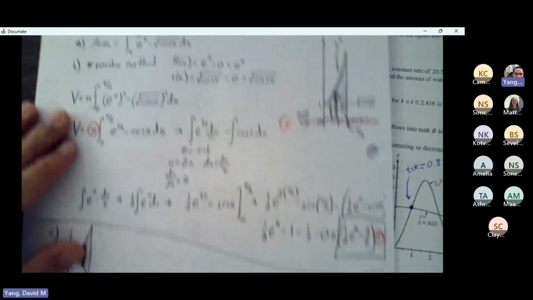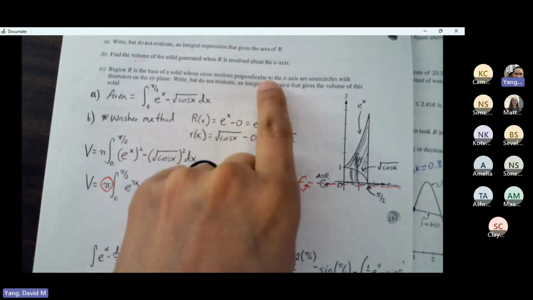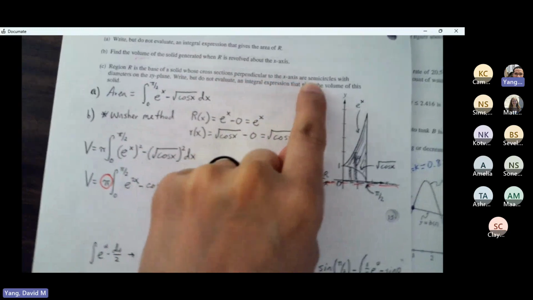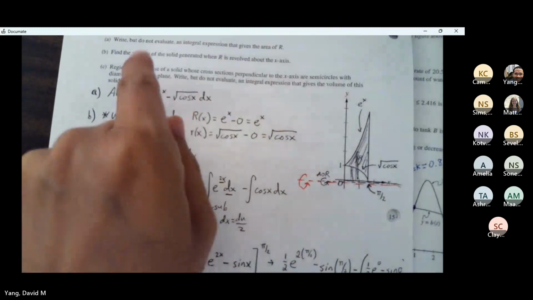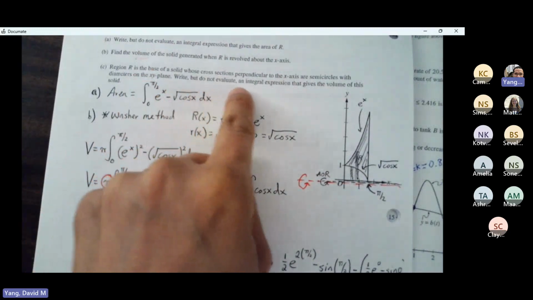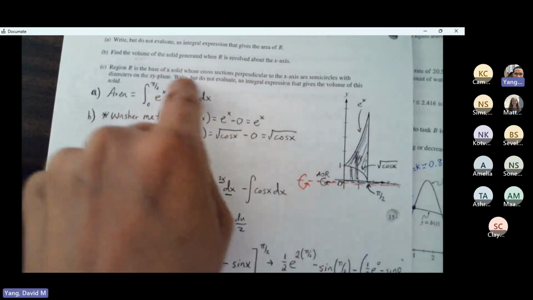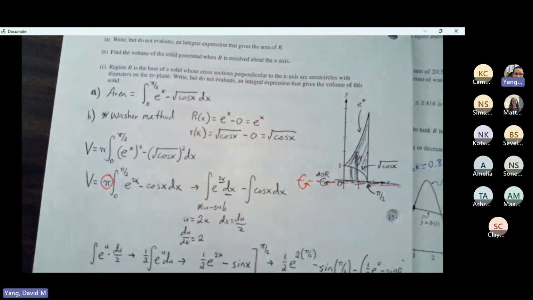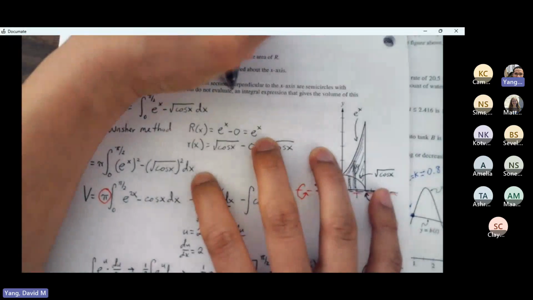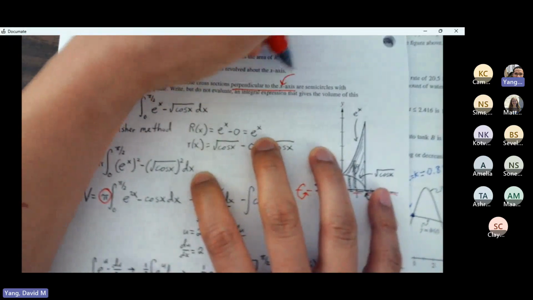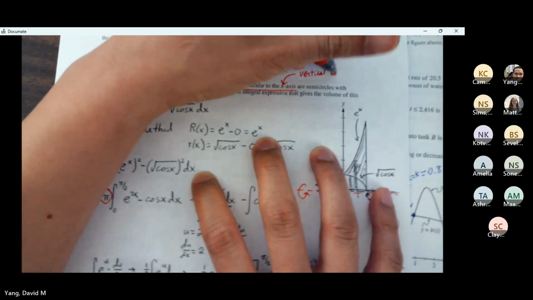Okay, part C, last one here. Region R is the base of a solid whose cross sections perpendicular to the x-axis are semicircles with diameters on the xy plane, but do not evaluate the integral expression that gives the volume of the solid. First we have to make sure we know the direction of this cross section. It's perpendicular to the x-axis, so that means we're doing a vertical base.